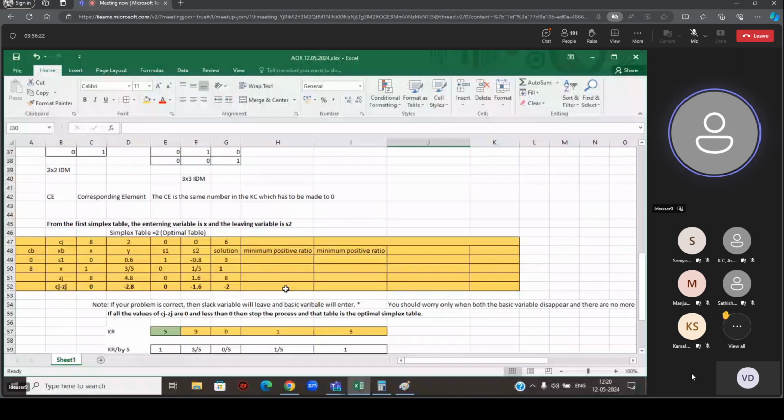So what you need to do here: x equal to what is the corresponding value of x here? 1. Yes, sir. Not visible, sir. Sir, Excel is stuck, sir. Your screen is frozen and stuck.